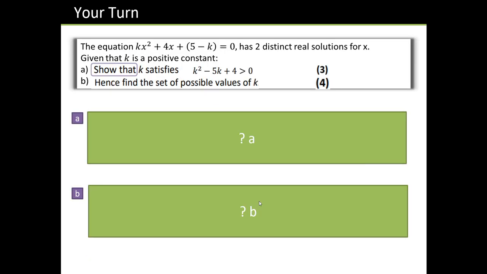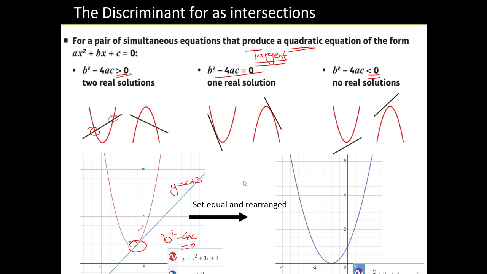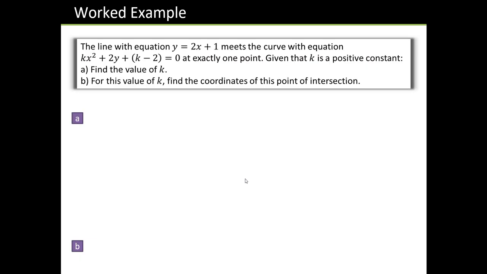So we're going to do a word example and then a your turn, and then you're going to practice this idea of the discriminant a little bit. So here we go. The line with equation y equals 2x plus 1 meets the curve with equation so on at one point. At one point is our key phrase here, okay? So I can see that it's a quadratic. I'm told that it's 1 point.